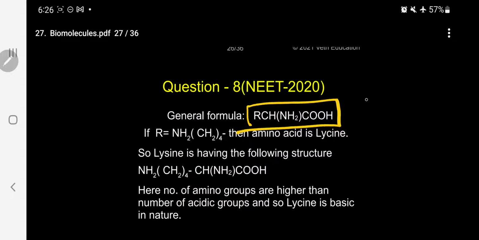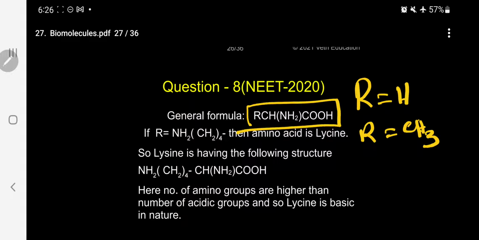RCHNH2COOH. Suppose R equals H, glycine. R equals CH3, alanine. That way I can classify. If R equals NH2 CH2 4 times, then the amino acid is lysine. What is the lysine structure? I can now write the lysine structure: NH2 CH2 4 times CHNH2COOH. Now there are two amino groups and only one acid group.